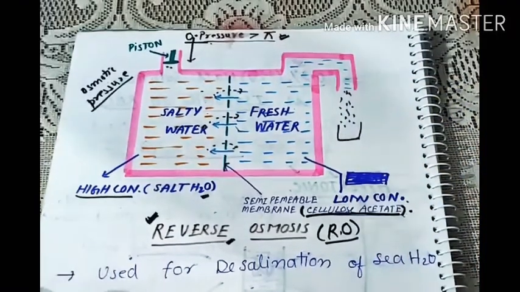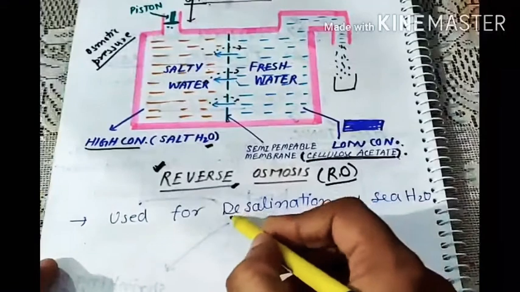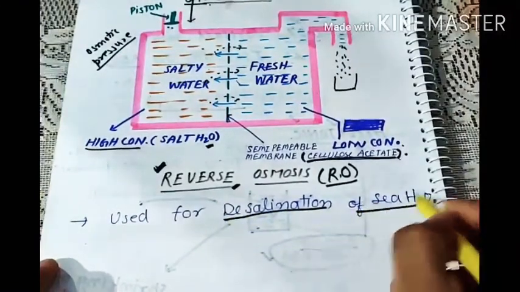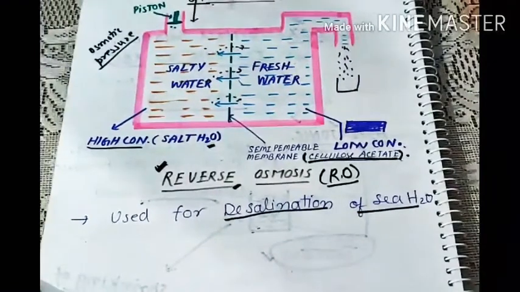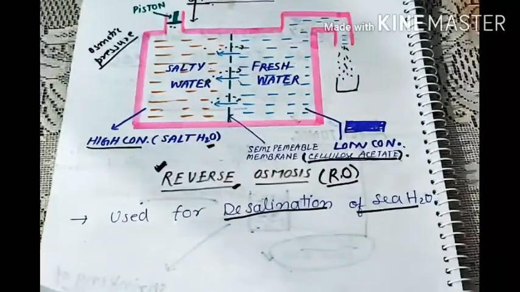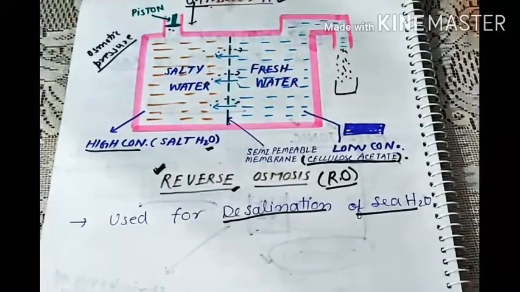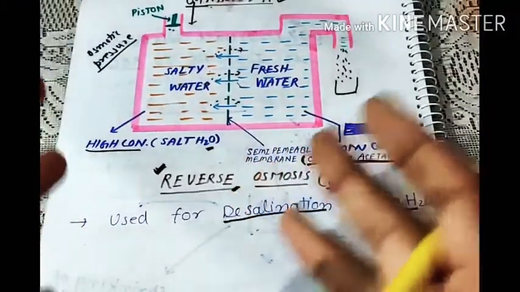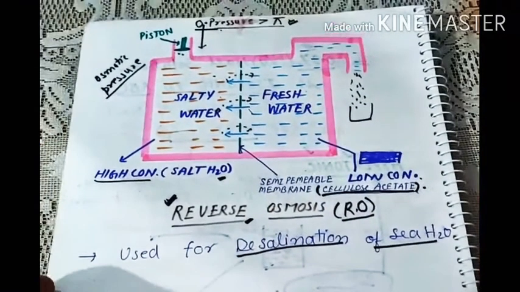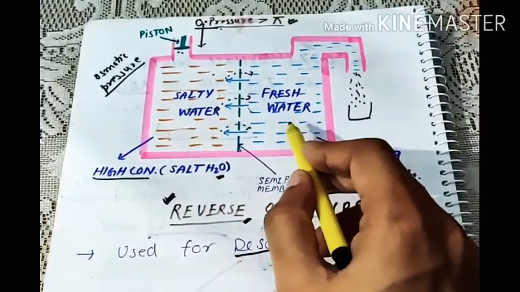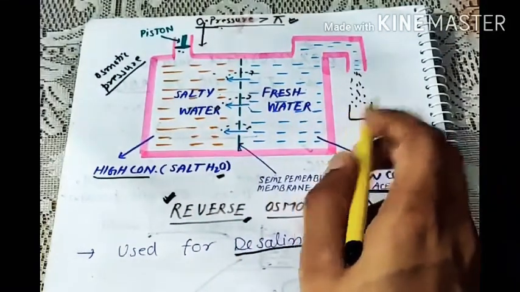So this reverse osmosis, actually it is used for desalination of the seawater. You know, it is very difficult. We cannot drink the seawater. You would be aware of it. We cannot drink the seawater. Okay. Because it has a very high concentration of salt, but with the help of reverse osmosis, we can convert the seawater into the fresh water, and fresh water we can easily drink.